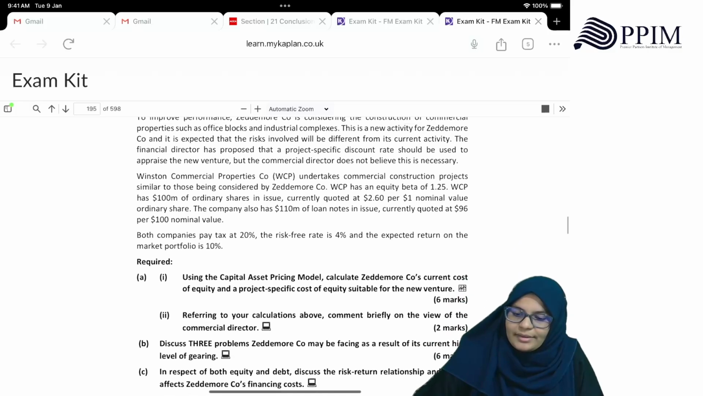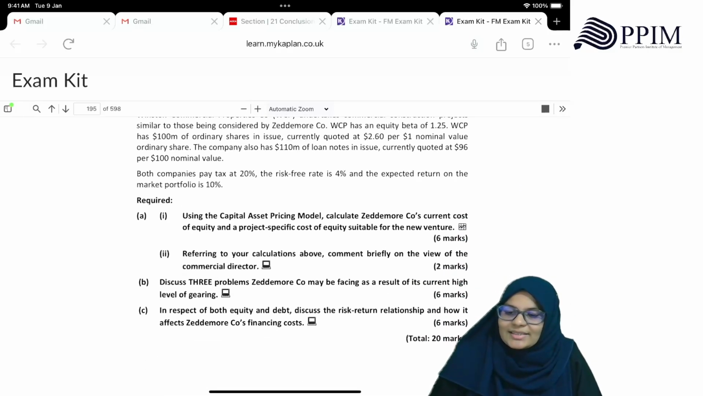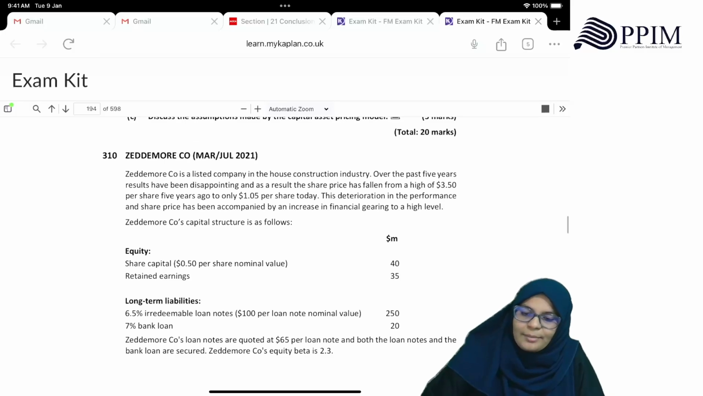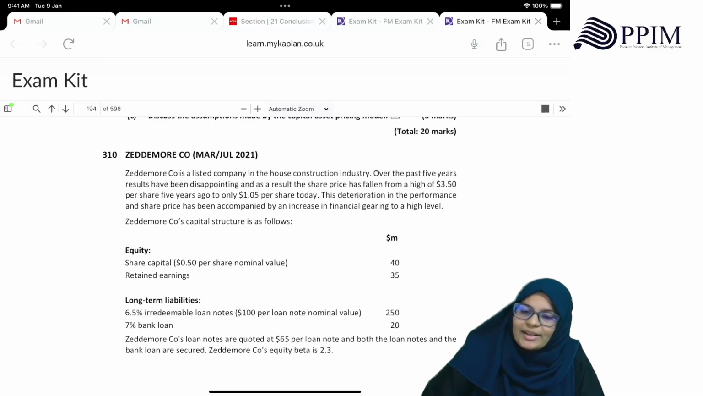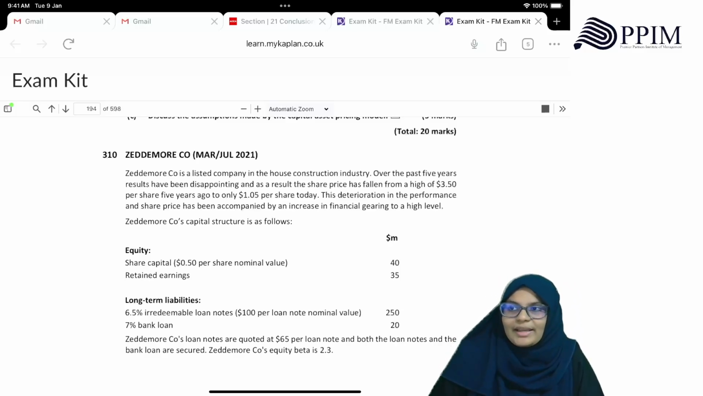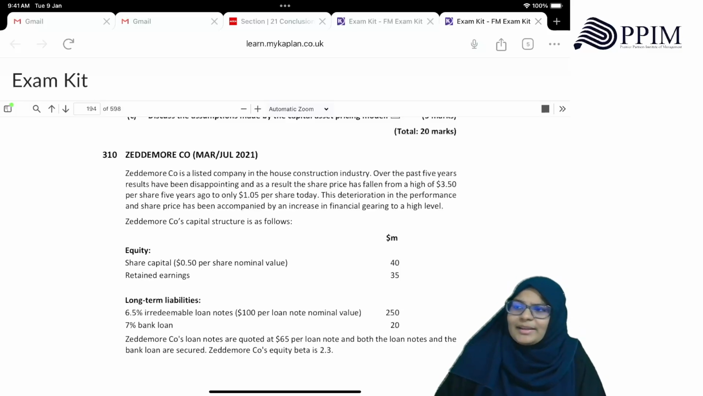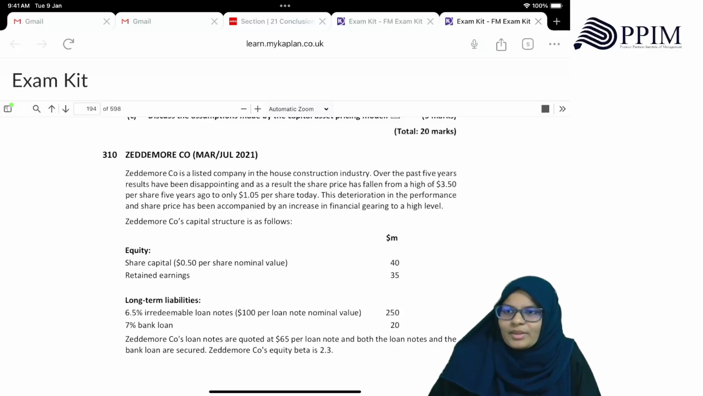Right. Then B part is saying, discuss 3 problems ZMO may be facing as a result of its current high level of gearing. So let's look at their debt. Yeah. If you look at the share capital, it's 40, retained earnings 35, debt is 250. Pretty high, right? So what do you think is a problem of having too much of debt? Whatever comes to your mind, you can just pen it down. What do you think will be the risks? I'll give you a minute.